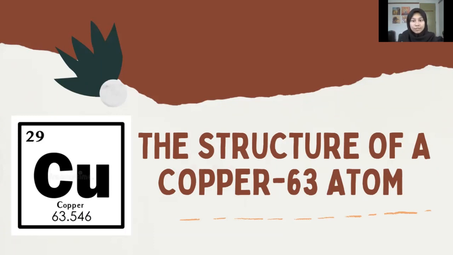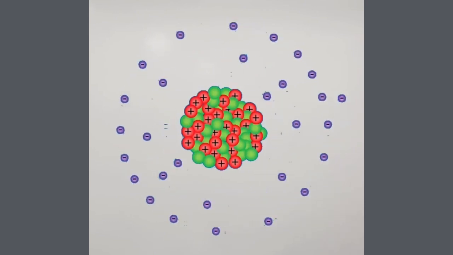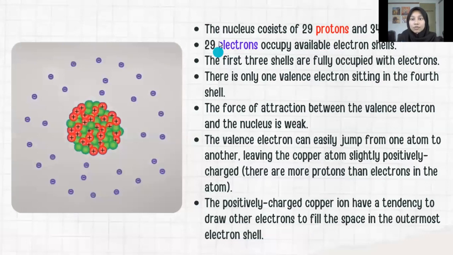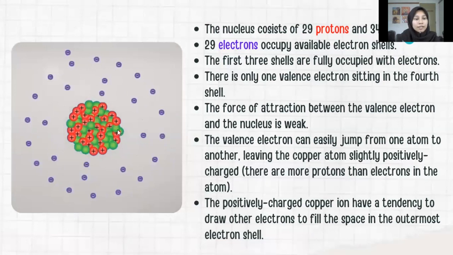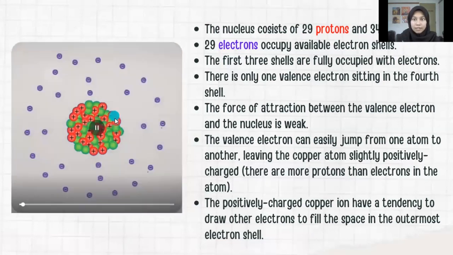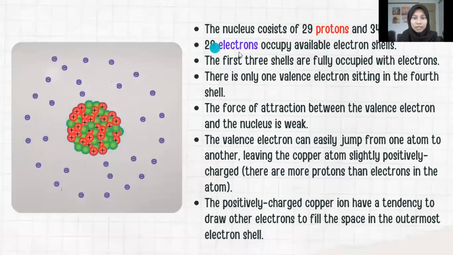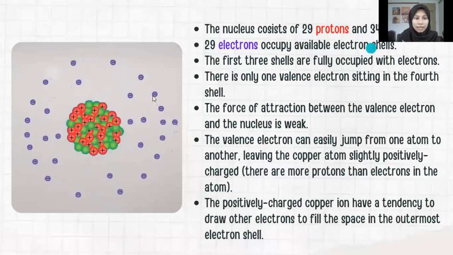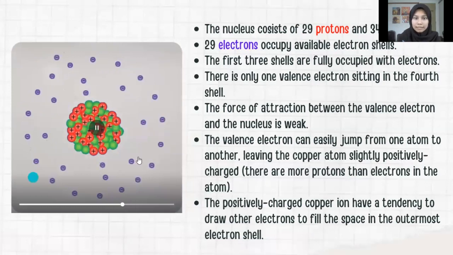Let's take a look at the structure of a copper-63 atom. This is the diagram of the structure of a copper-63 atom. The nucleus consists of 29 protons and 34 neutrons. The red-colored spheres are the protons and the green-colored spheres are the neutrons. There are 29 electrons which occupy available electron shells. The electrons are the purple-colored spheres which are orbiting around the nucleus.